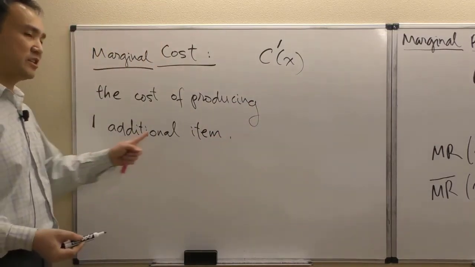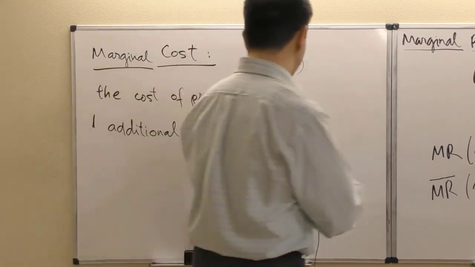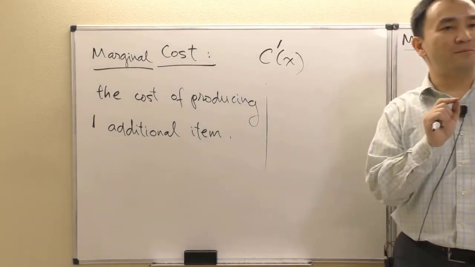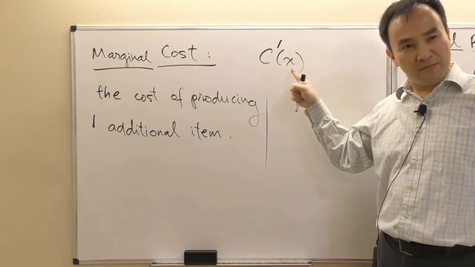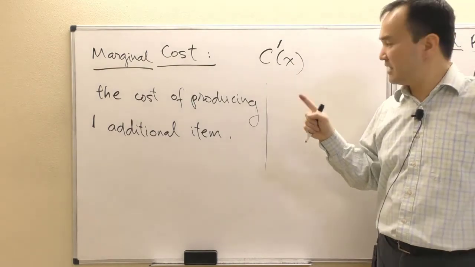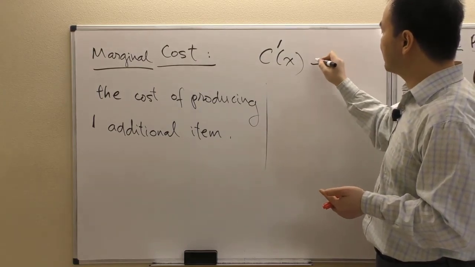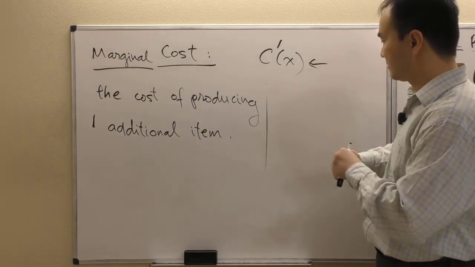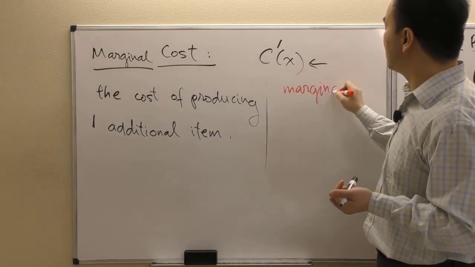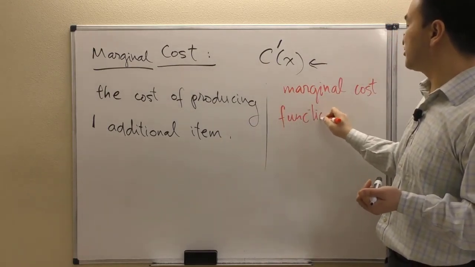That's what it is, the cost of producing one additional item. Outside of this formal example, this C prime right here, very similar to what I pointed out with marginal revenue, is officially used in a good majority of textbooks for business math. This is the symbol to represent what we call the marginal cost function. Okay, marginal cost function.